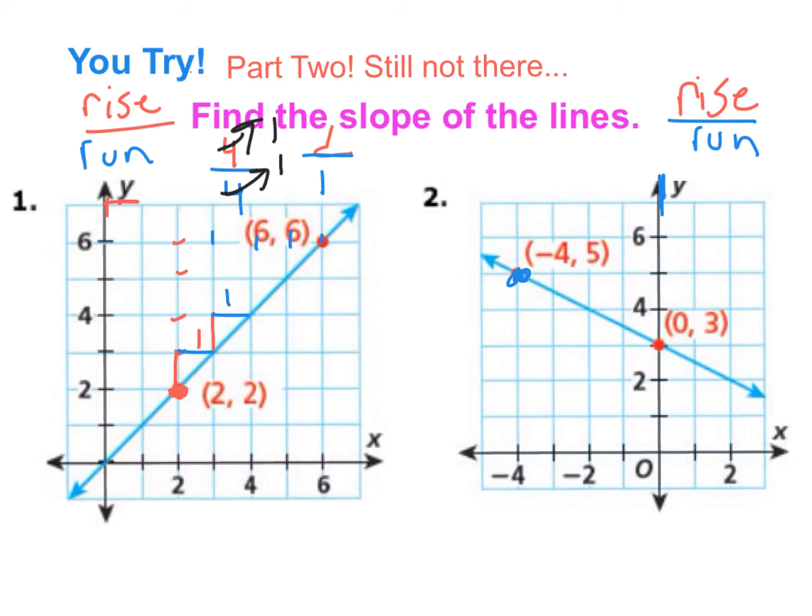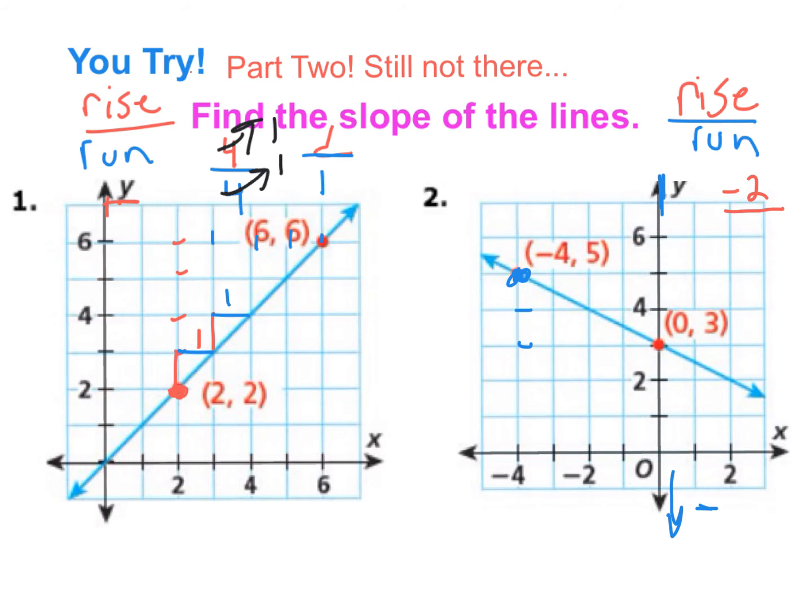So because I'm counting down, and as you go down the y-axis, it gets negative, we're going to count in negative numbers because we're counting down. We're falling. So -1, -2. So I have -2 as my rise because I went down.